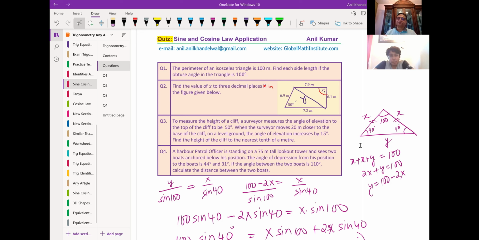You understand? So basically, sir, by looking at the question, it seems that his beginning point is at 50 degrees. Then he moves a little bit closer, and then the angle changes. So it's basically like the other question that we did yesterday, right? Perfect. Exactly the same question, right?